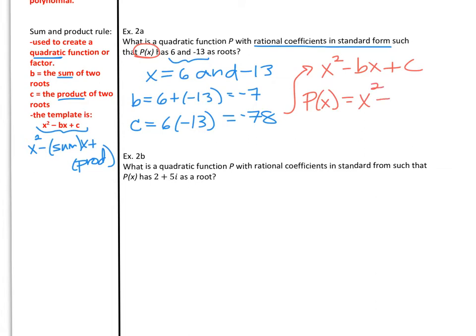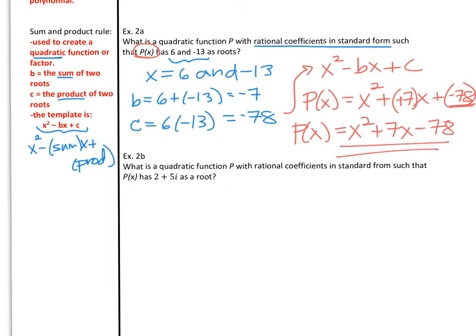The definition is minus, but notice b is negative 7, so we'll have to adjust for that when we're done. Then it's plus, and c is negative 78. To simplify the work on the right, we'll write it as p of x equals x squared, and we'll change that double negative to plus 7x, and then plus negative 78 would be minus 78. If you were asked to factor that and find the zeros, you would get positive 6 and negative 13 as your final answer.